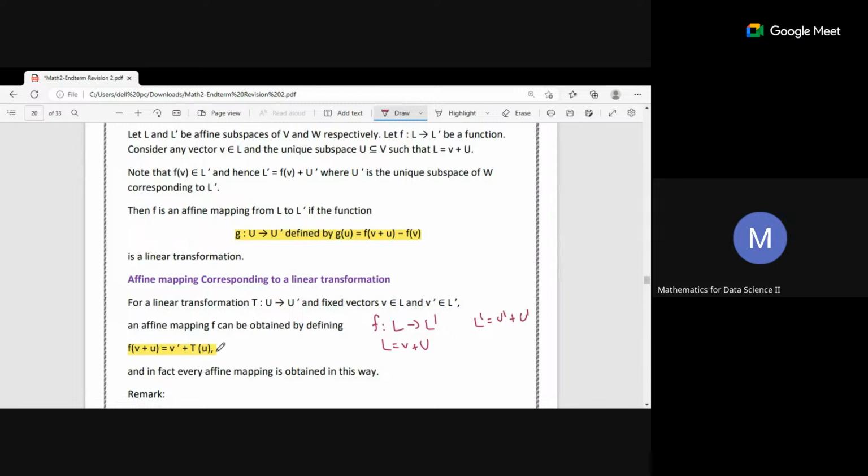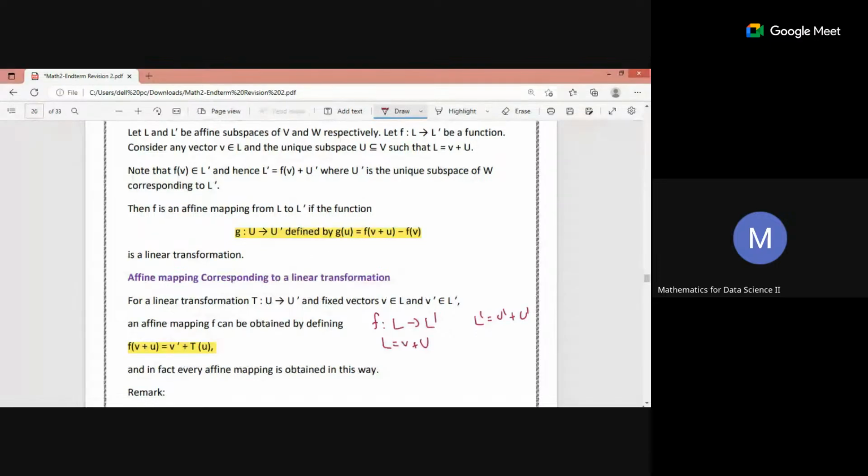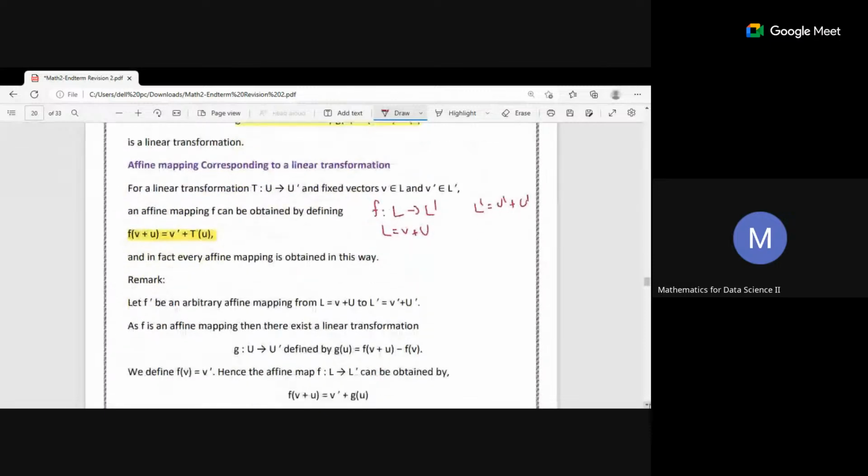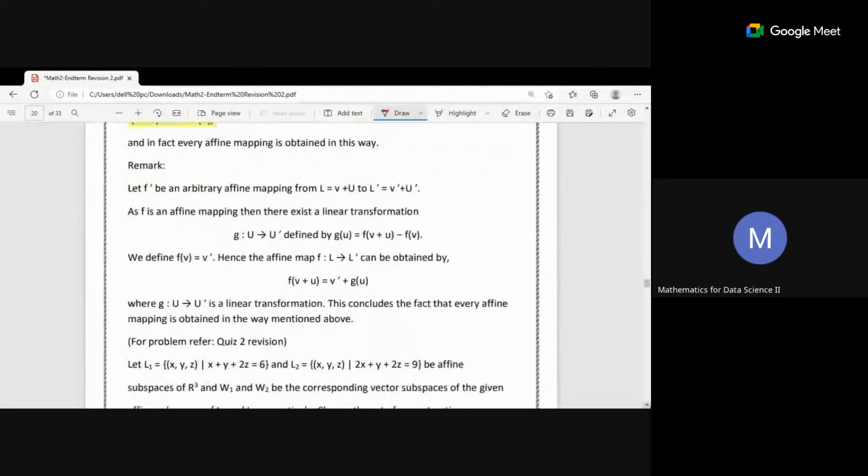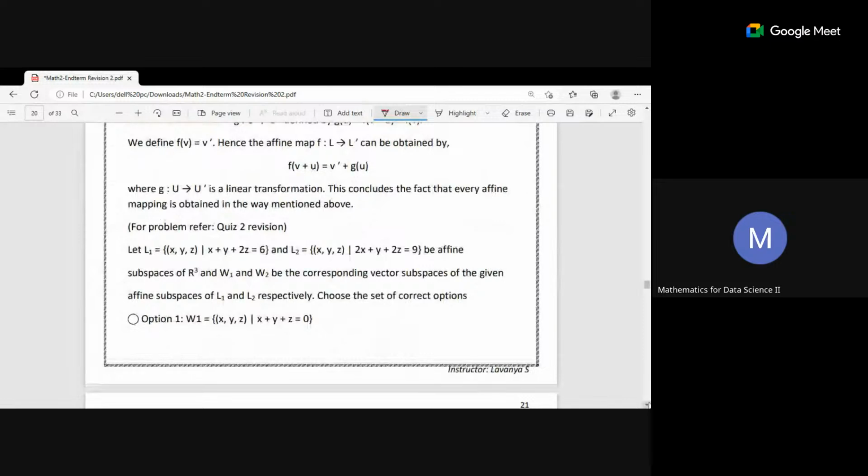So it is V dash plus T of V. So this is how you are defining an affine mapping. From affine mapping to linear transformation and from linear transformation to affine mapping, these two you just remember. The properties and all we have already discussed. I'll quickly do a few problems here.